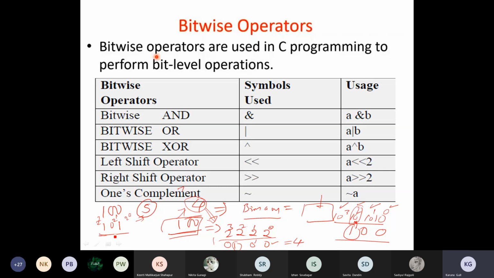So whenever I do the operation, I am converting a given decimal or hexadecimal number. Any number has to be converted into a binary number before we proceed. That's what the system is doing.